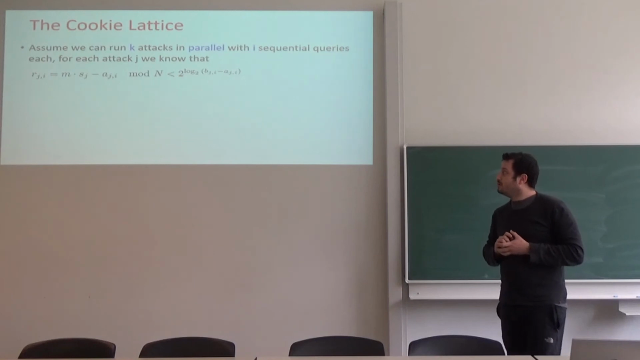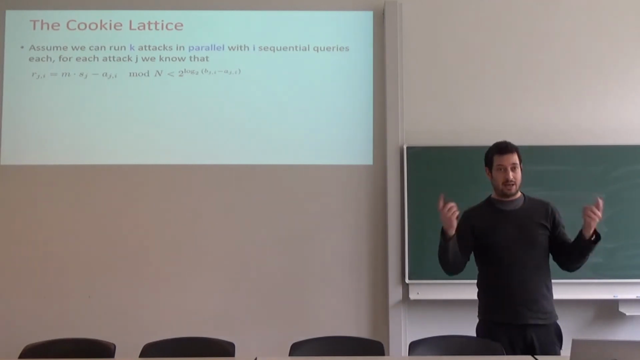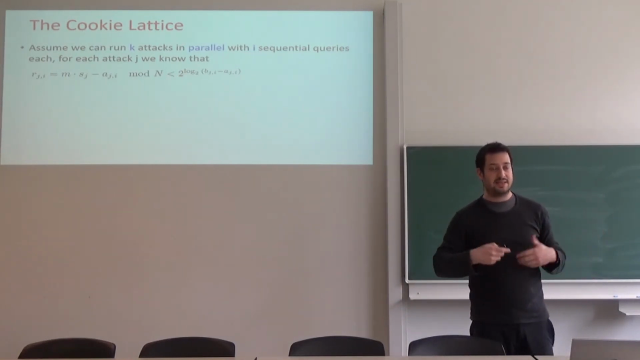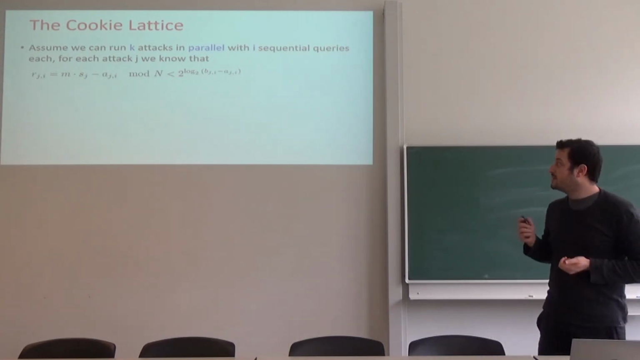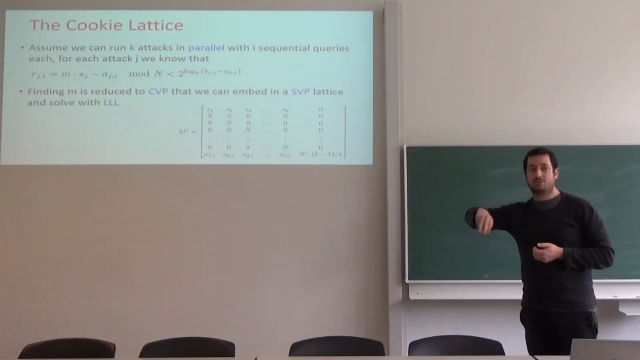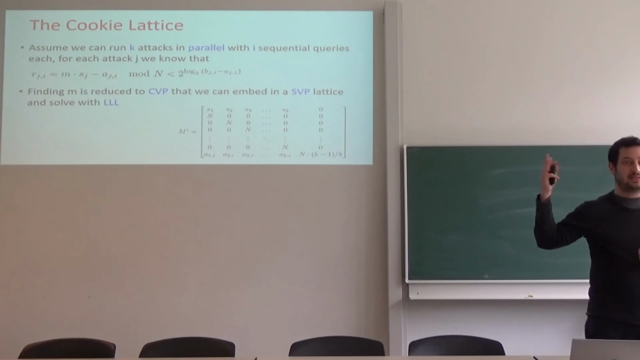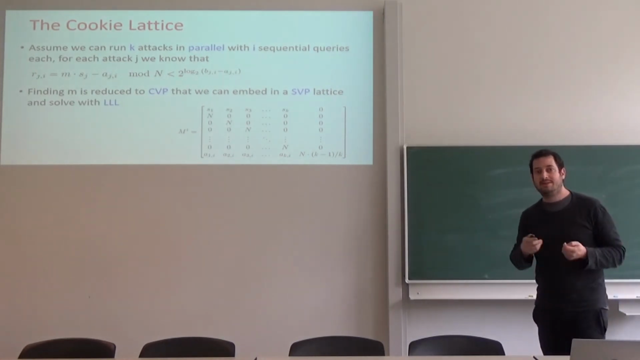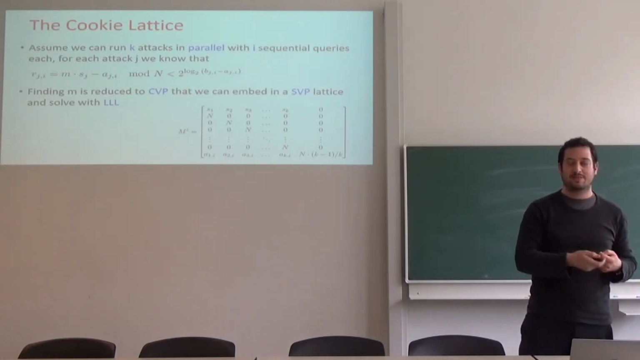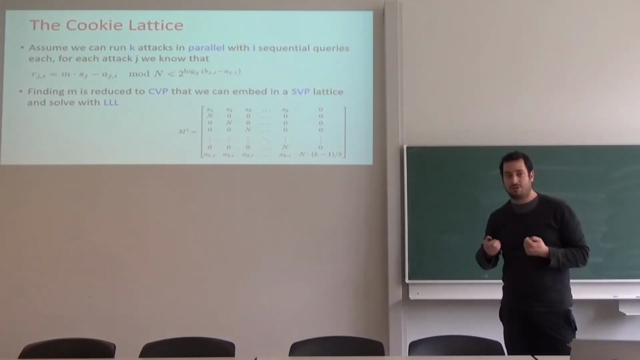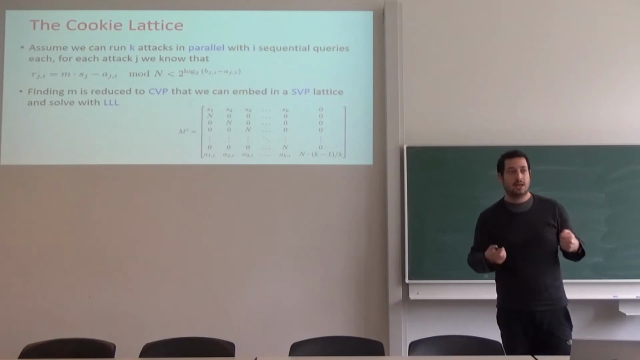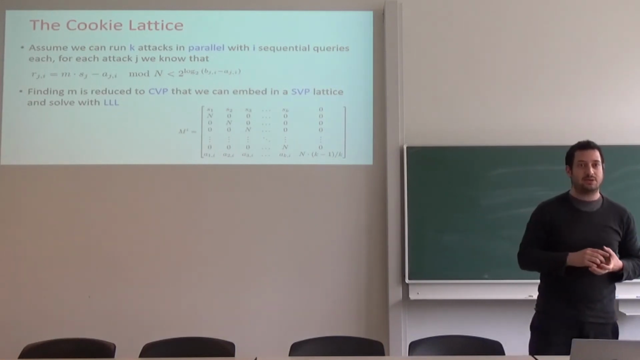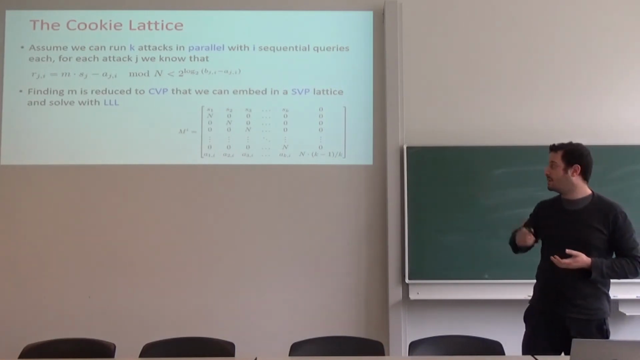And this basically gives us the knowledge that this number is relatively small. And now what we can do is run this attack in parallel and get this information from many servers. And then we can translate this to the closest vector problem inside the lattice. And this is something that we know how to solve. We embed this a little bit more complex problem in the simpler shortest vector problem inside the lattice. And we have a relatively simple algorithm called LLL, which is able to solve this.